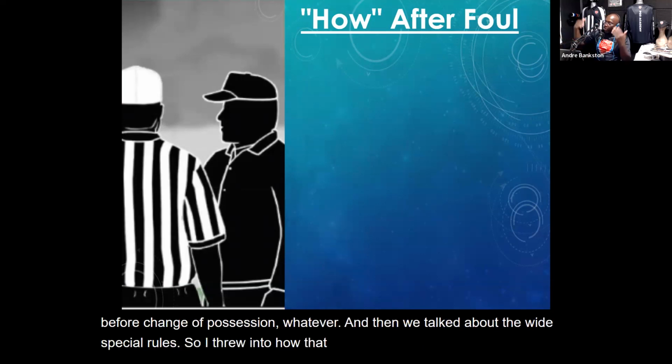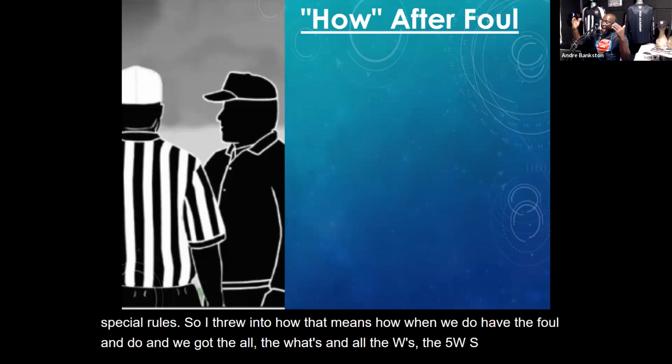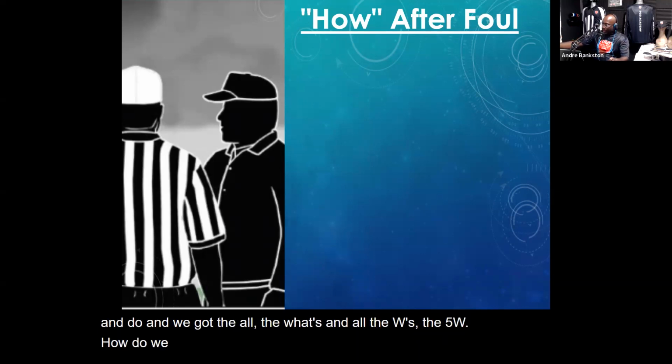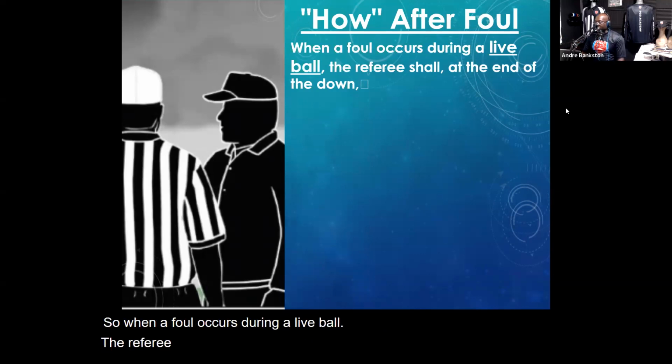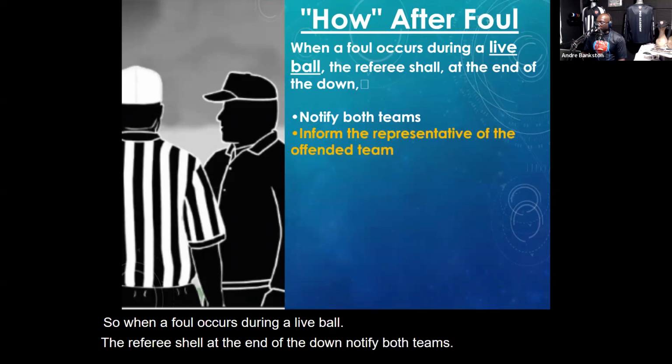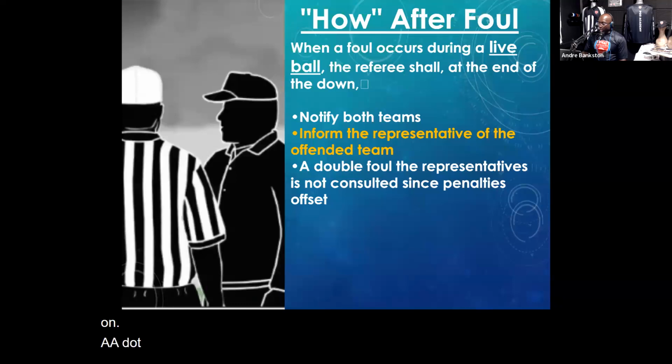That means when we do have the foul, and we got all the whats and all the 5 W's, how do we enforce it? All right. What do we do now? So when a foul occurs during a live ball, the referee shall, at the end of the down, notify both teams, inform the representative of the offended team, so the team that was fouled on. A double foul, the representative is not consulted since the penalty is offset.